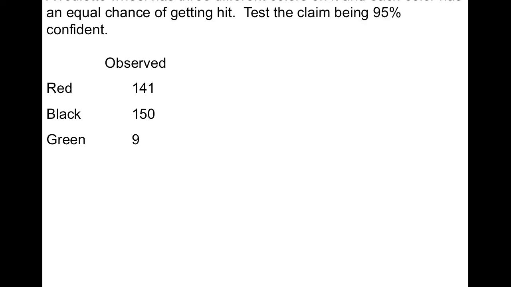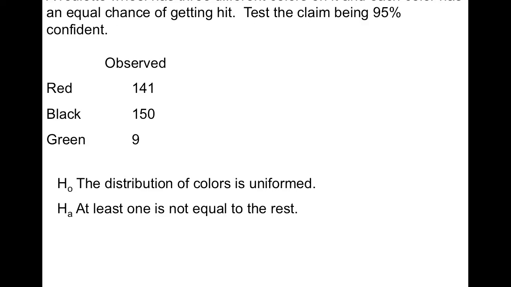The example we looked at for the first null and alternate was the roulette wheel. A roulette wheel has 3 different colors on it, and each color has an equal chance of getting hit. Test the claim being 95% confident. It showed the observations for red, black, and green with the numbers. We came up with our null: the distribution of colors is uniform. This is going to be very important. That equal chance is extremely important for this situation. And the alternative is at least one is not equal to the rest.